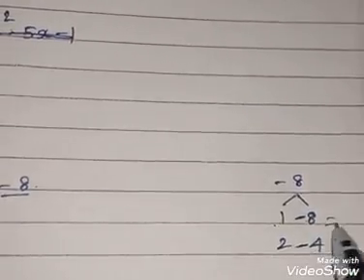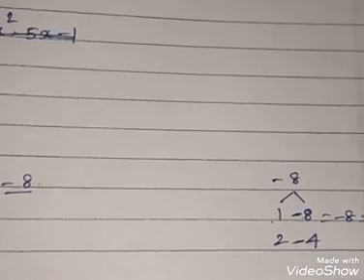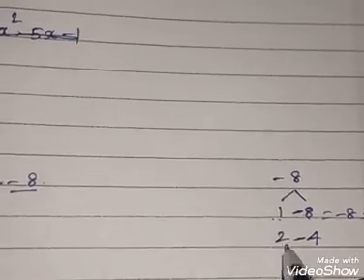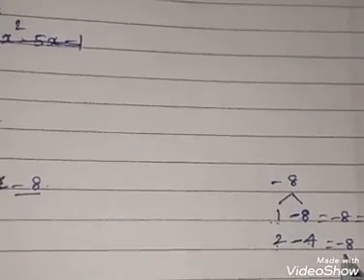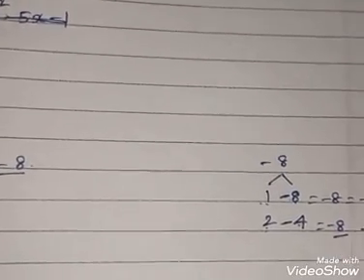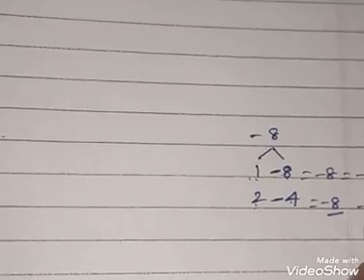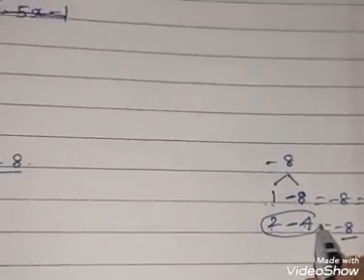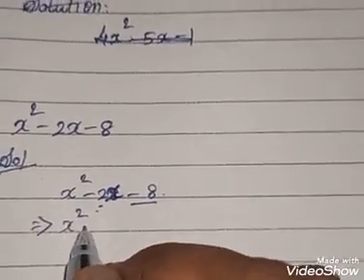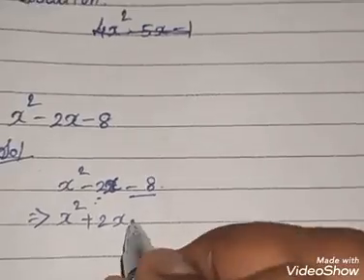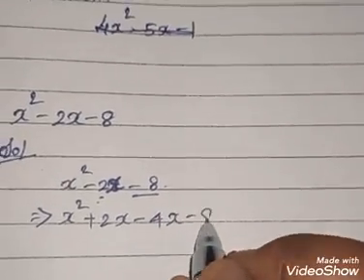So 1 into 8: 1 minus 8 is minus 7. 2 into 4: 2 minus 4 gives minus 2. So the product you get is minus 8, and by addition or subtraction you get minus 2. So these are the correct factors. Here I have to split it: x square plus 2x minus 4x minus 8.